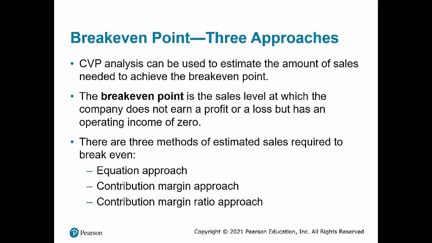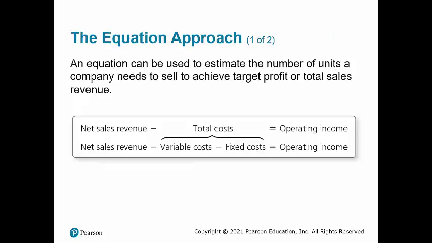CVP analysis can be used to estimate the amount of sales needed to achieve the break-even point. The break-even point is the sales level at which the company does not earn a profit or a loss, but has operating income of 0. Required sales can be expressed as either a number of units or as a total dollar figure. We are going to look at 3 methods of estimating sales required to break even: the equation approach, contribution margin, and contribution margin ratio approach.